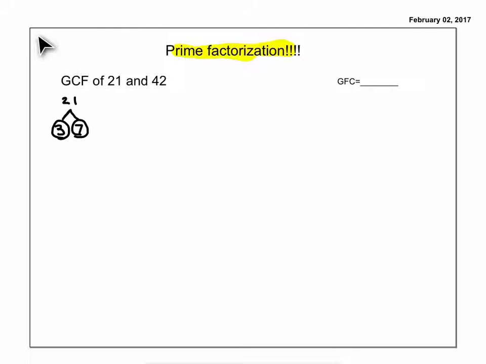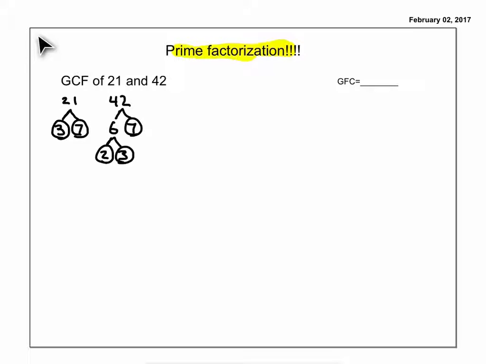Let's go to 42 now. We can break this down to its prime factors as well. We break 42 down to 6 and 7, and 7's prime. However, 6 is composite, so we need to break down 6. 6 can be broken down to 2 times 3. And now those are both prime as well. So we have all the prime factors here.